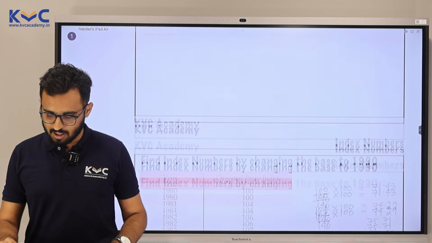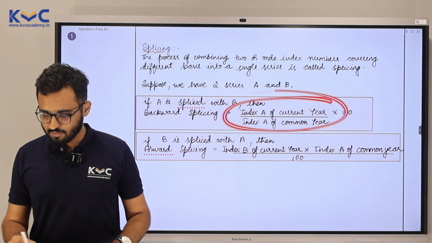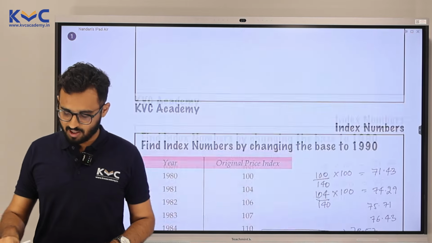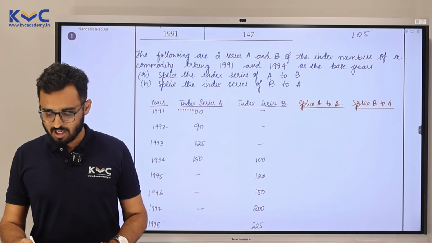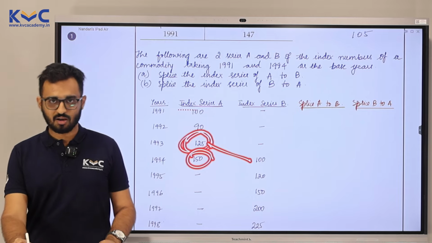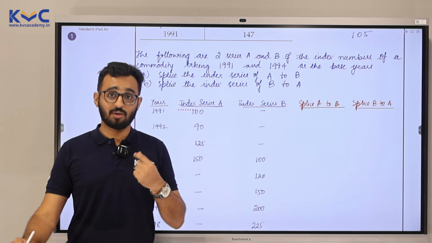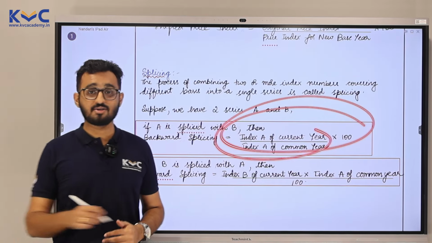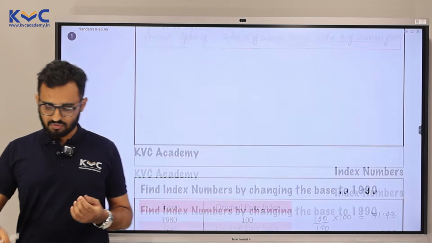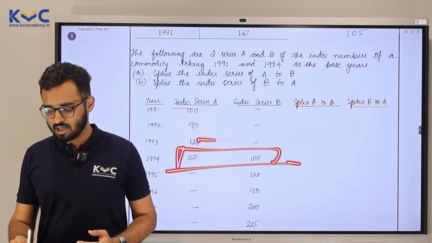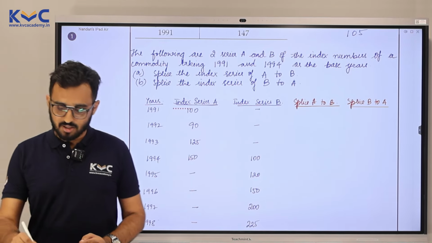Shall we check the formula? Index A of the current year divided by index A of the common year into 100. That is exactly what I am doing here, right? 125 divided by 150 into 100. See, this is why I tell you common sense is very important. Otherwise, you would have learned this as a new formula altogether. If you look at the example, you will get to know what needs to be done. 150 is equated to 100. What will be 125? Shall we do that?